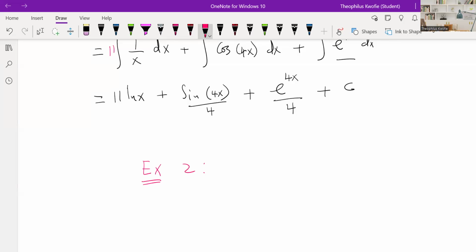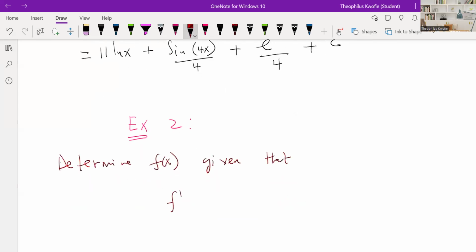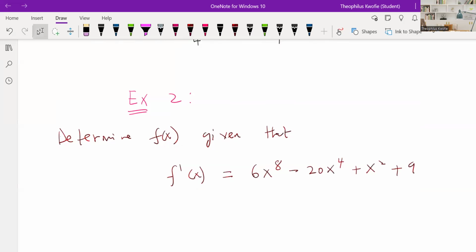We've got to a very critical point in our discussion, and I do not want you to miss that. So our goal is to determine f of x given that f prime of x is equal to 6x to the power 8 minus 20x to the power 4 plus x squared plus 9. So that is the problem we are trying to solve right now. How do we solve this?